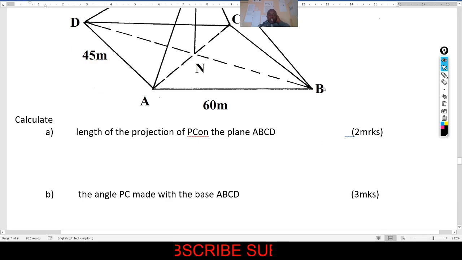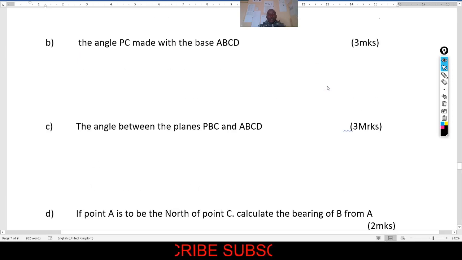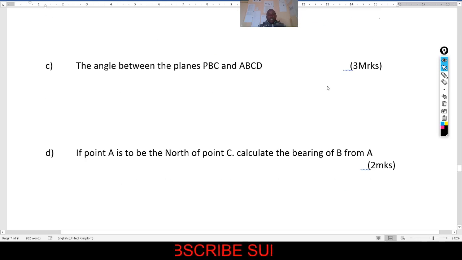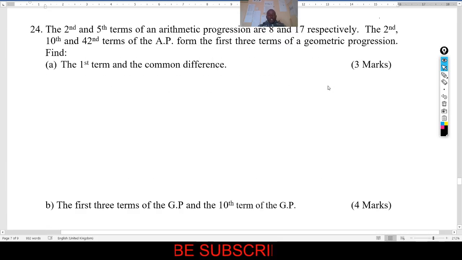Then from there, the question is that we calculate the length of the projection of PC on the plane ABCD. You can write these questions. The angle PC makes with the base ABCD. You can also write the angle between the plane PCD, PBC, and ABCD. And also if point A is on the north of point C, calculate the bearing of B from A. You need to know this and do it.